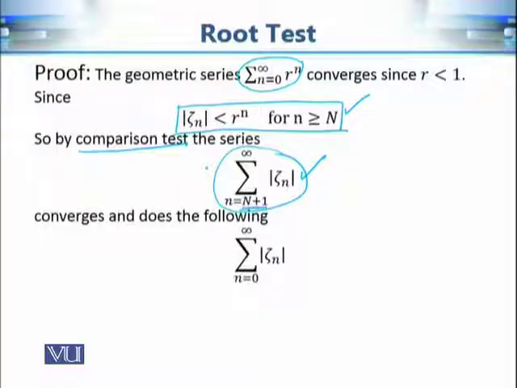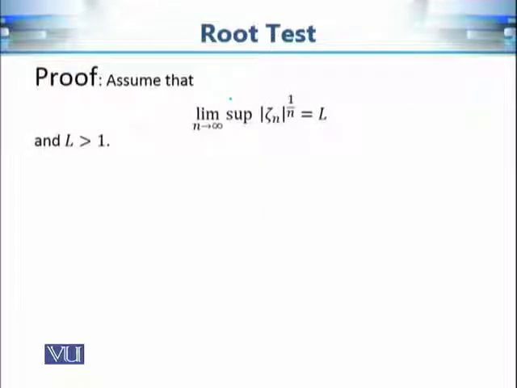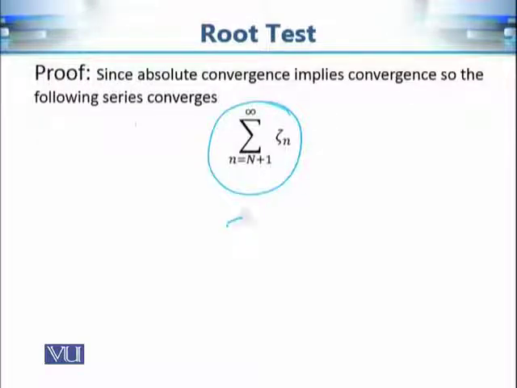And since adding or subtracting finitely many terms in the series does not affect the convergence or divergence of the series, that's why we have this series to be convergent. And of course, these are the absolute values of the series, and using the result that absolute convergence implies convergence, hence this series converges, and this implies that the series n is equal to 0 to infinity zeta n converges.